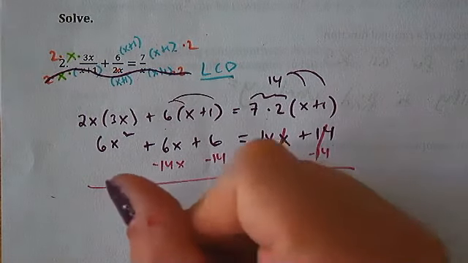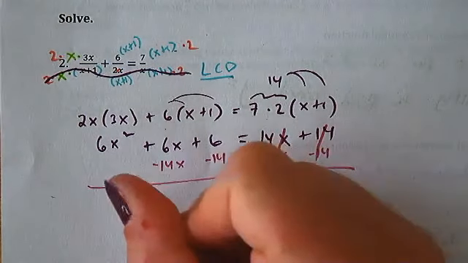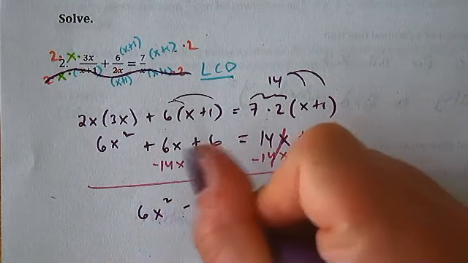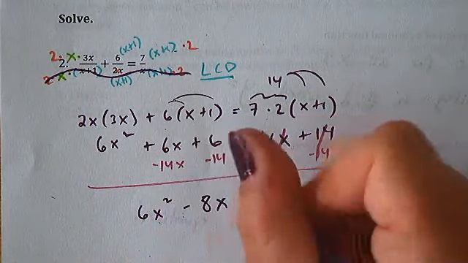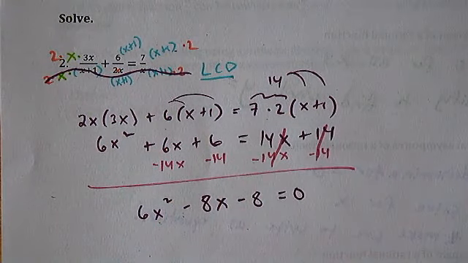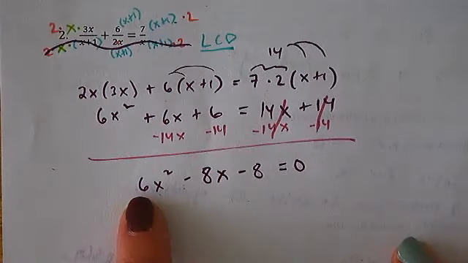And that leaves us with, this guy stays the same. So that's 6x squared. These two subtracted is 8x, and these two subtracted is 8, and it's all equal to 0.